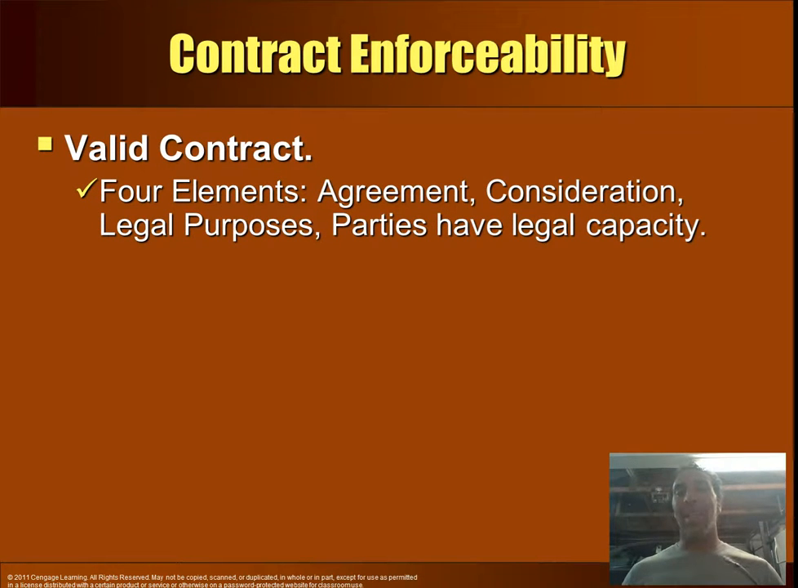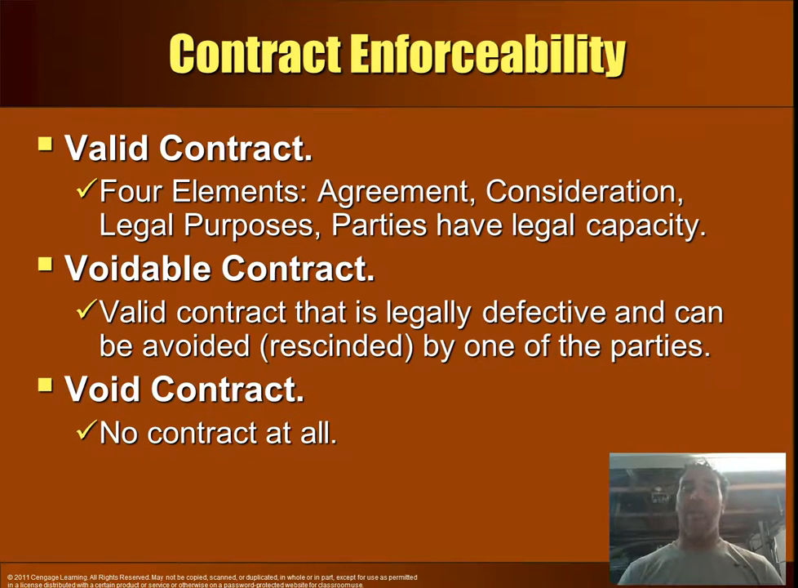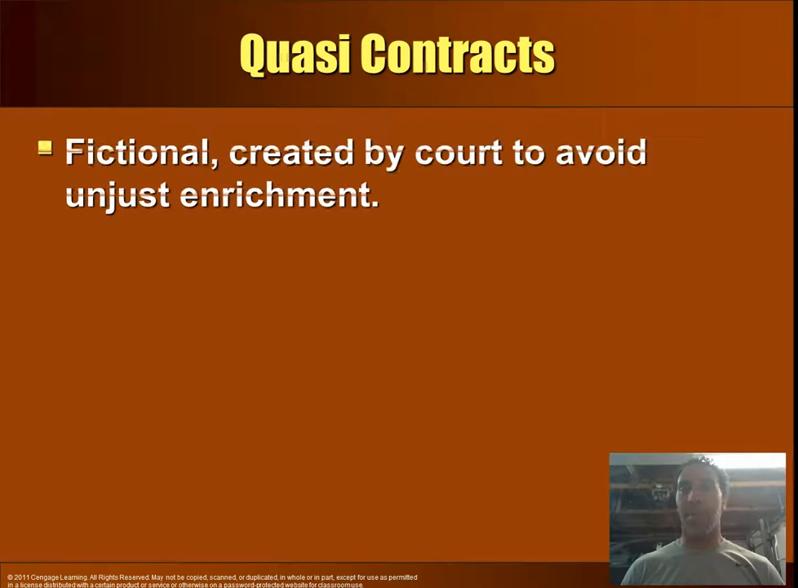Contract enforceability, and that's the big thing, can you enforce it in court and be paid? Valid contract has 4 elements: agreement, consideration, legal purposes, and the parties have to have legal capacity. An avoidable contract, a valid contract that is legally defective and can be avoided or rescinded by one of the parties, right? Say, you know what, I don't like this. The terms and rates of this, it's usury. I want out, and it's easy for me to void. And a void contract is no contract at all because it's already voided. There's nothing they can do from there.